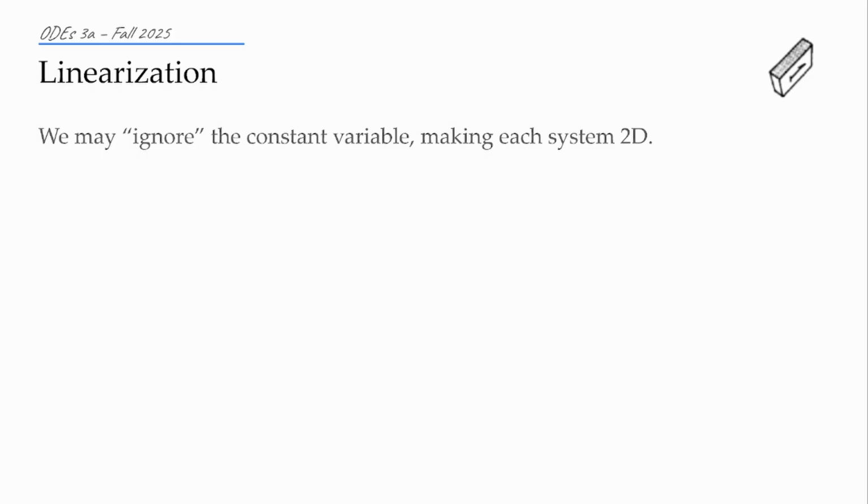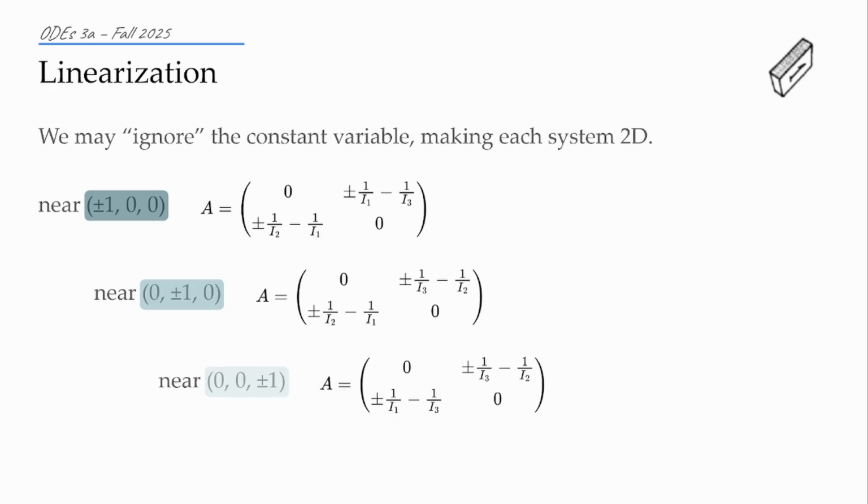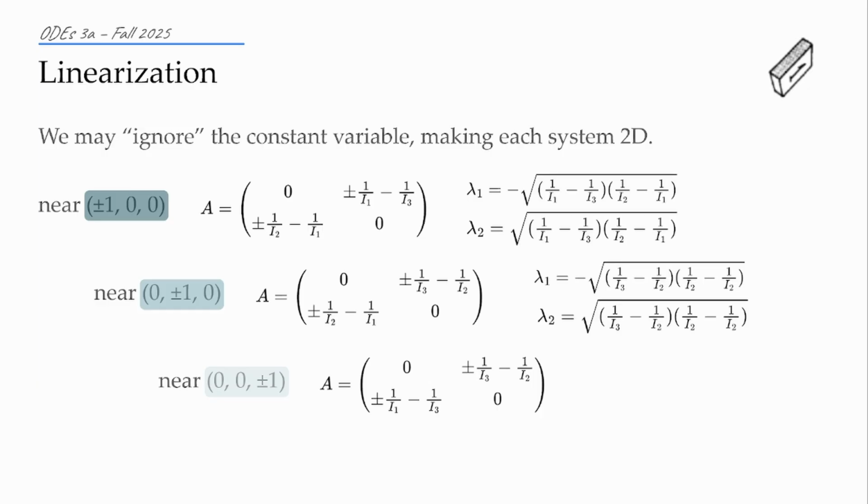The next step of our linearization is to find the Jacobian matrices at each equilibrium point. When we calculate these, we notice that each is a 3x3 matrix, but each also has a row of zeros and a column of zeros. We can eliminate this constant row and column, and we're left with 2x2 matrices for our Jacobians, which are seen on the slide. From these 2x2 matrices, we used Mathematica to figure out the eigenvalues near each equilibrium point.